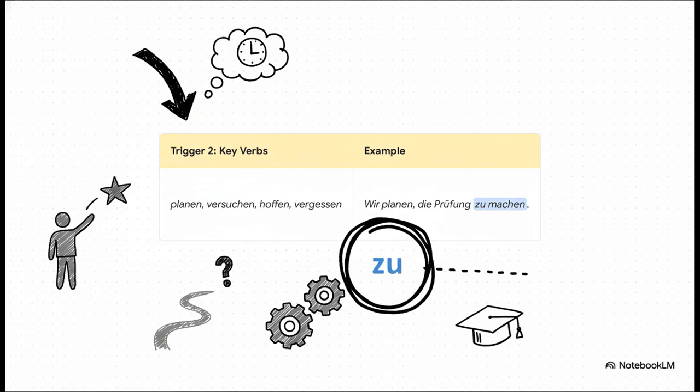All right, next on our list is a whole bunch of verbs that act as triggers. You know, verbs that talk about an intention, like planen, to plan, or an attempt, like versuchen, to try, or a hope, like hoffen, to hope. Anytime you use one of these to talk about a second action, that action has to start with zu. So, for example, wir planen die Prüfung zu machen. We plan, what do we plan? We plan to do the exam. That to is doing all the work connecting those two ideas.